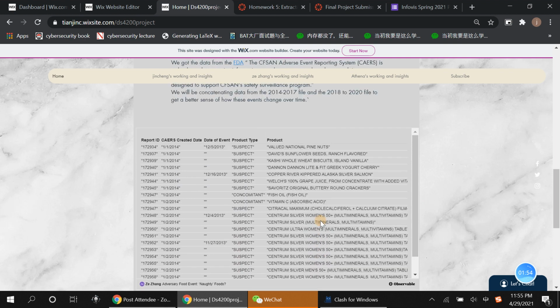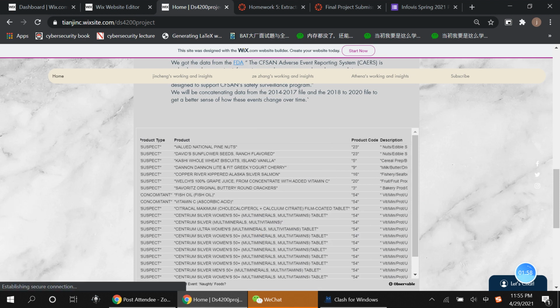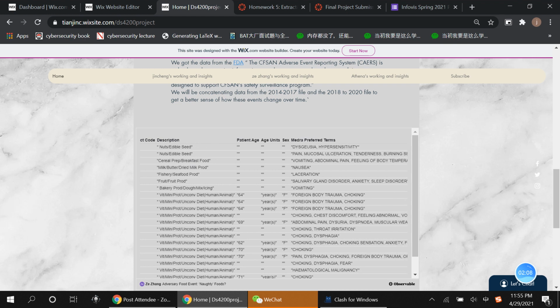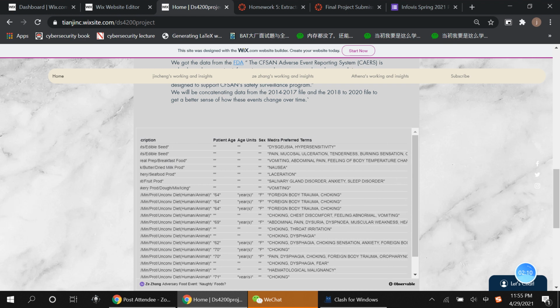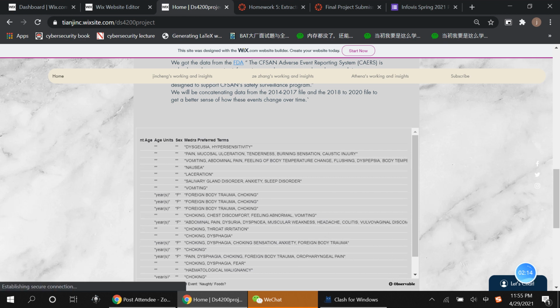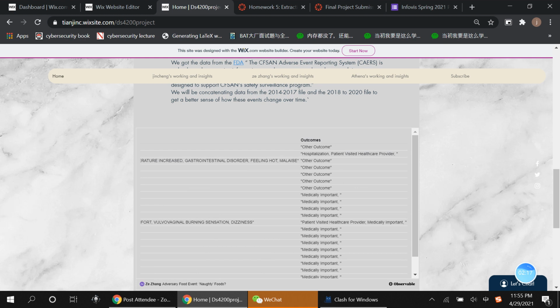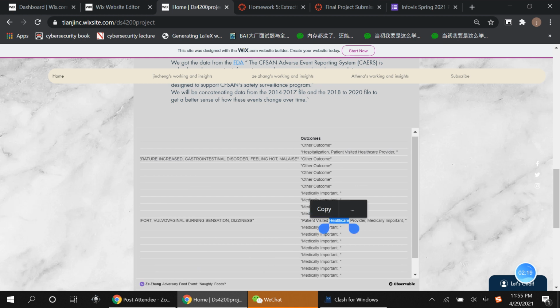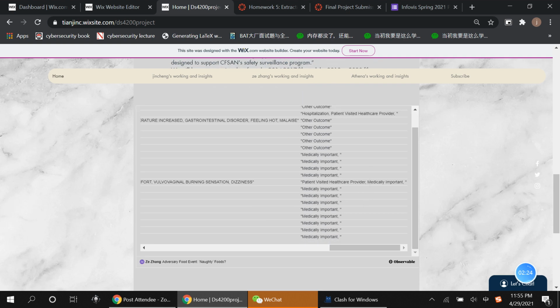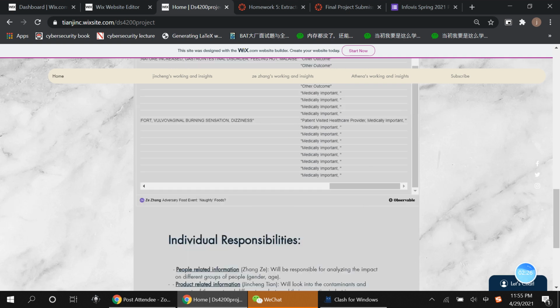It contains all the details: the product type, the product, the dates, the descriptions of what kind of product it is, the patient age, the gender of the patient, the professional terms of the symptoms, and the general description of the outcomes, for example medically important, and sometimes hospitalizations.